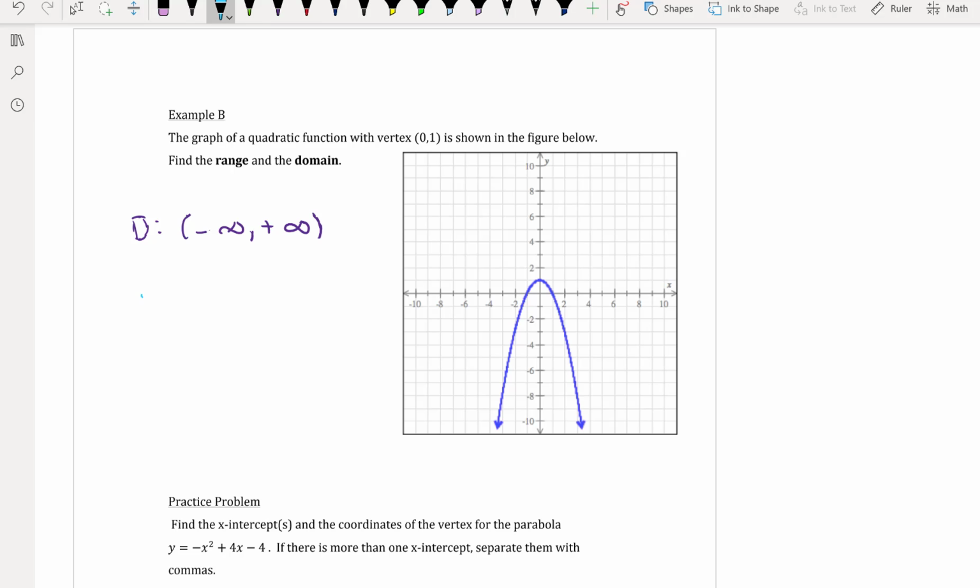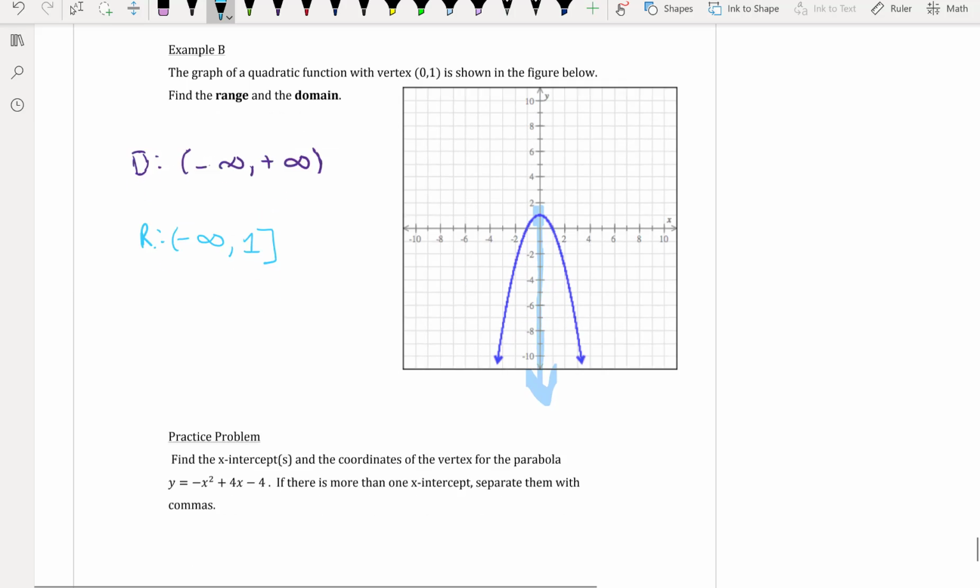Now for the range, you just have to be a little bit more strategic. If I'm looking at the range, remember it's going to be the minimum and the maximum y values. So it looks like this is going to be all of my y values. It looks like the smallest value, if I follow it, is going to be -infinity, and the biggest y value looks like it's +1. Okay. So the range is going to depend on the graph. You just want to look at your biggest and your smallest y values. Okay.